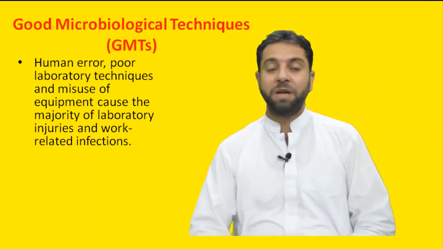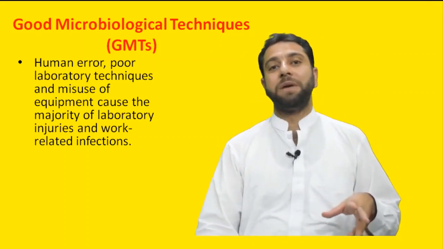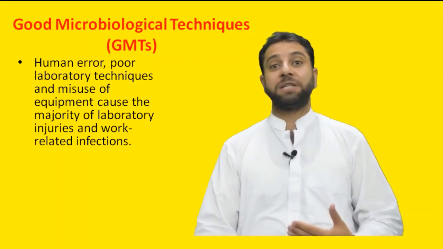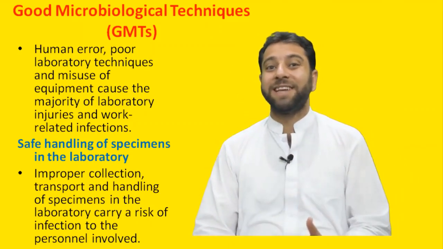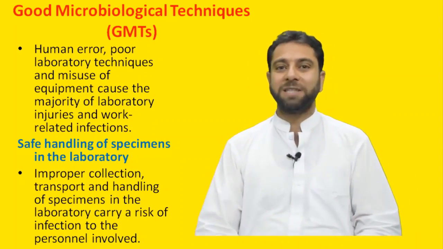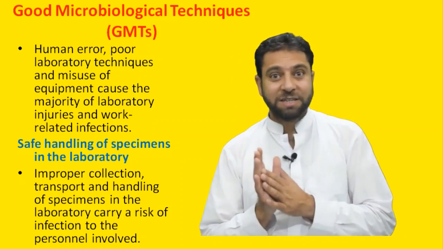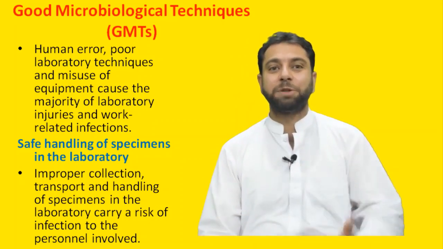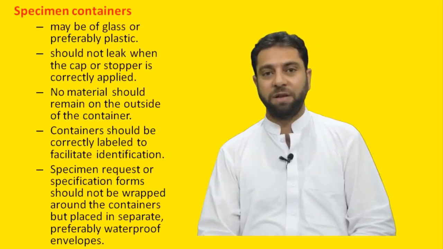in the lab. The first thing from which we start our work in the lab is the specimen. A specimen is a sample or small amount of something that is taken for examination or testing, for example, a urine or blood specimen. The improper collection, transport and handling of specimens in the laboratory carry a risk of infection to the person involved.